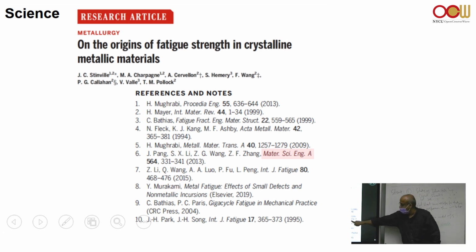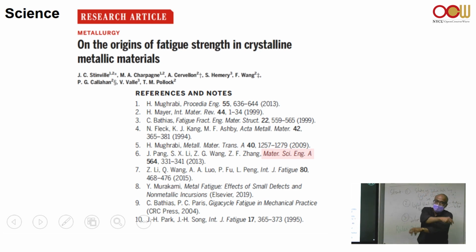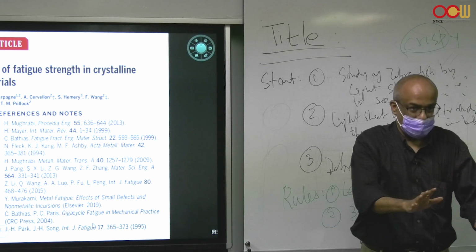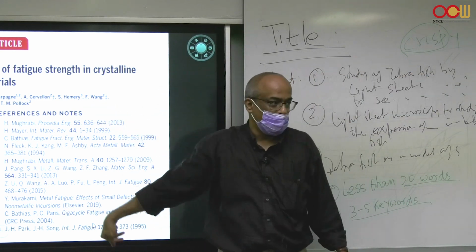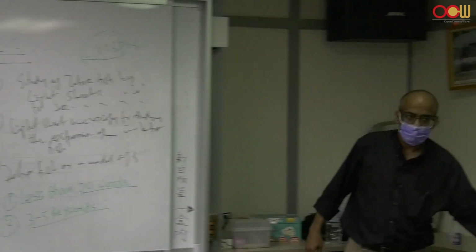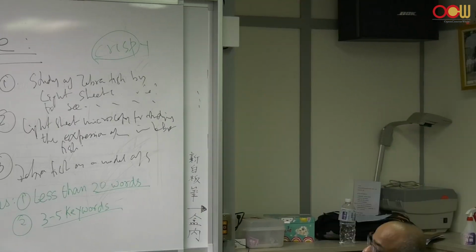In some cases, it will be like this. In some cases, it will be Materials Science and Engineering A. Then you need to bring it back. So to EndNote, no problem, but check if your formatting is okay. So EndNote is not foolproof. There will be many mistakes. And formatting is a big issue actually.